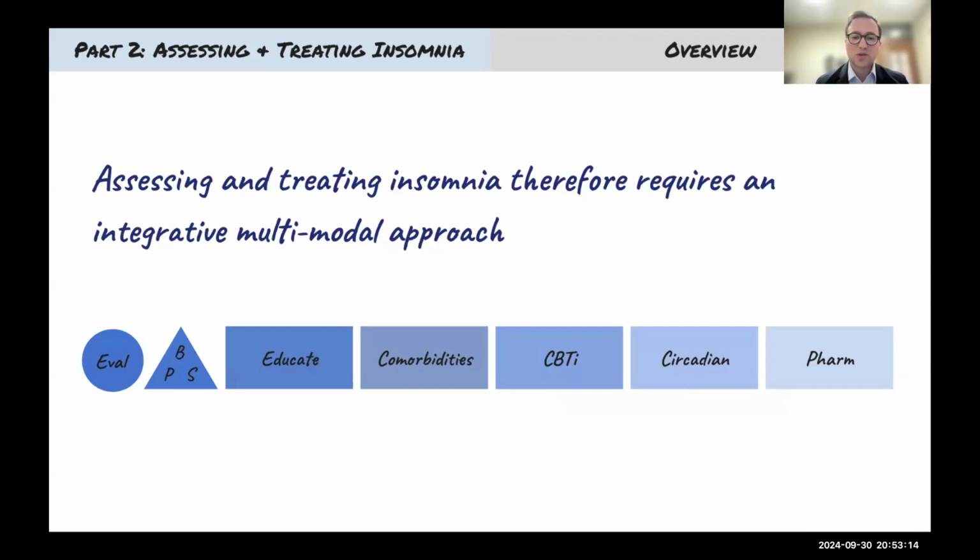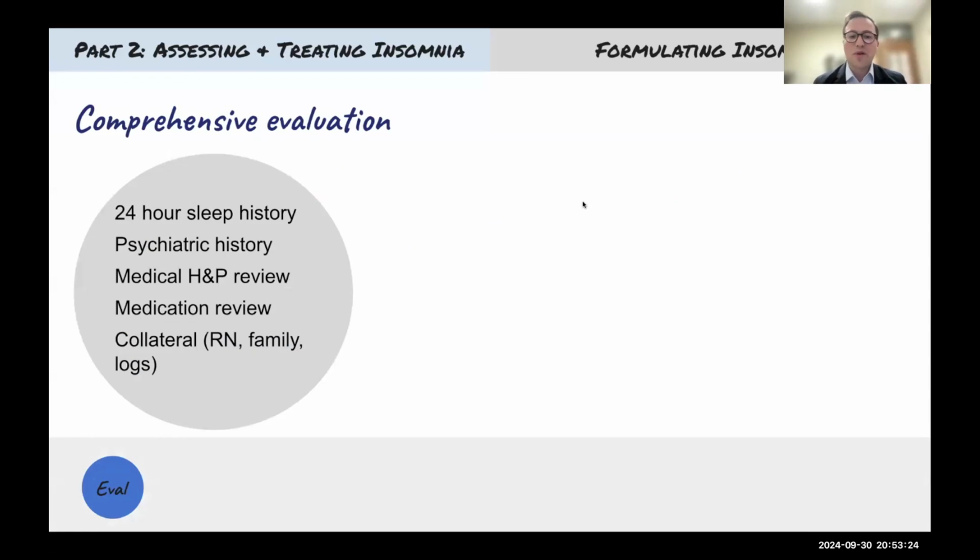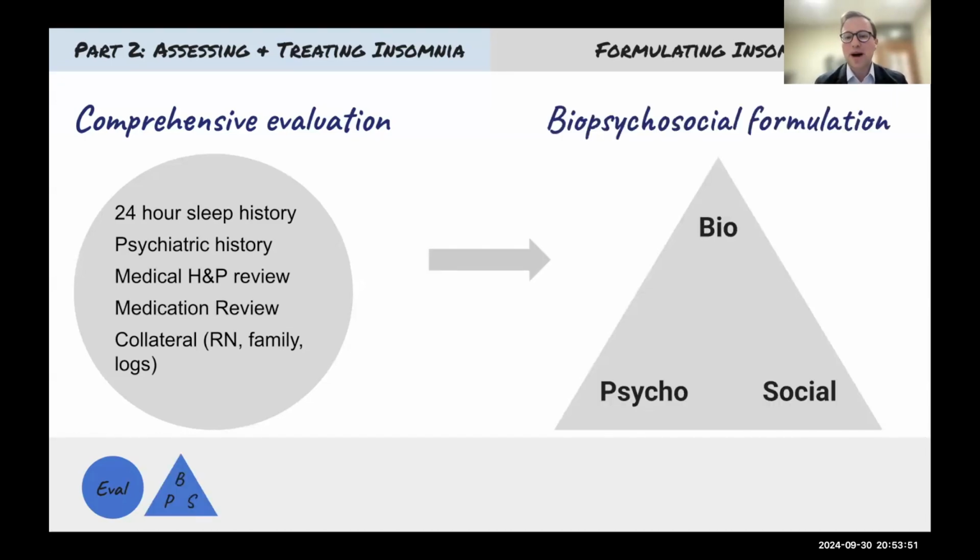And because it's so multifactorial, assessing and treating insomnia requires an integrative and multimodal approach. We'll start with a comprehensive evaluation, which includes not just the nighttime history, but a 24-hour history of both sleep at night and daytime behaviors that can be contributory to sleep. We also want to consider a patient's psychiatric history, their medical history and physical, a review of the medications, and then collateral from those close to the patient, such as nurses, family, or even nursing logs. This can all be integrated into a biopsychosocial formulation that we've recently spoken about.